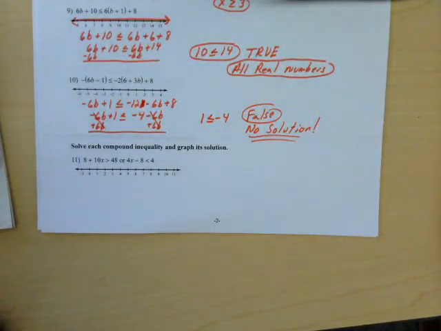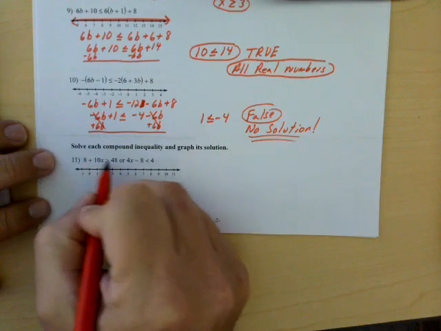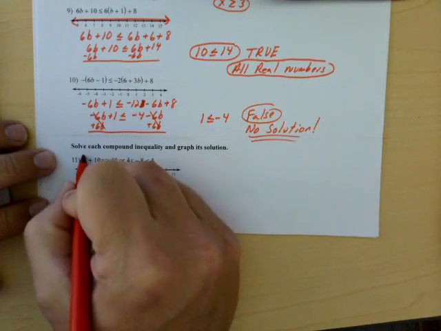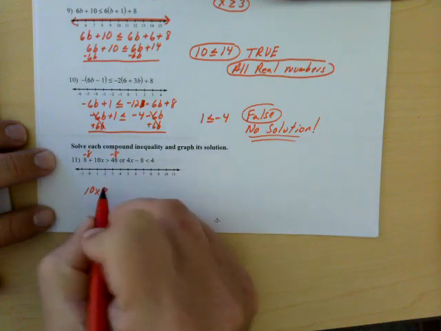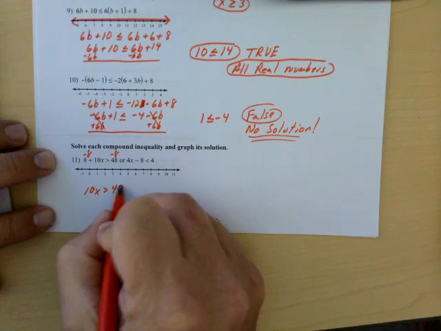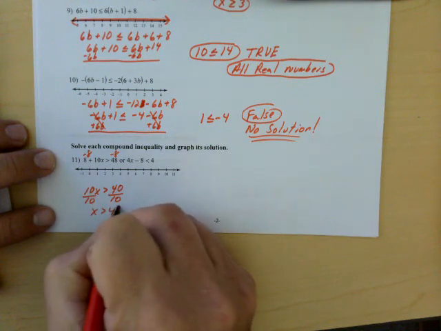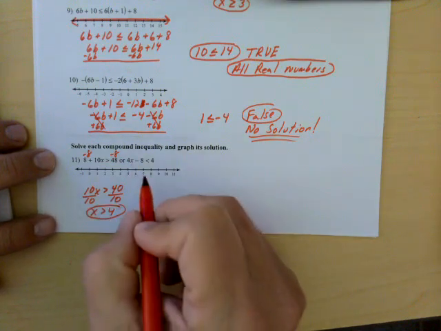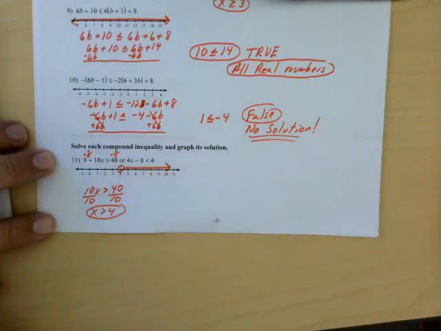Okay, number 11 is a compound inequality. You just basically have to do 2 problems in one. Okay, so for an or statement, we have to solve this part. So this part's only going to require that we subtract 8. 10x is greater than 40. Divide by 10, and we get half our answers. So half our answers are going to be dealing with values that are greater than 4.